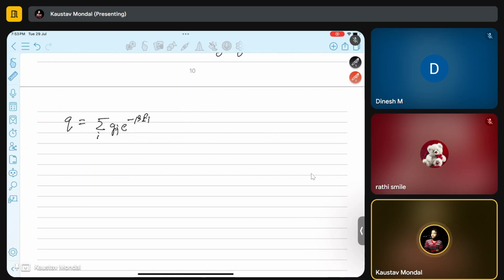So now you can calculate it. You can simply write g1 into e to the power beta e1 plus g2 into e to the power beta e2. There are four states, so e1, e2, e3. g3 into e to the power beta e3 plus g4 into e to the power beta e4.